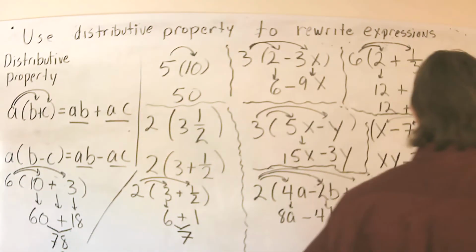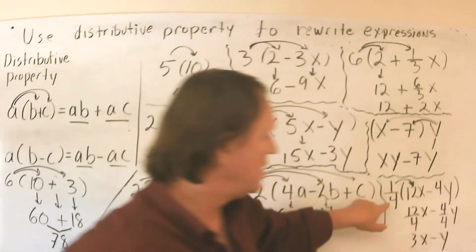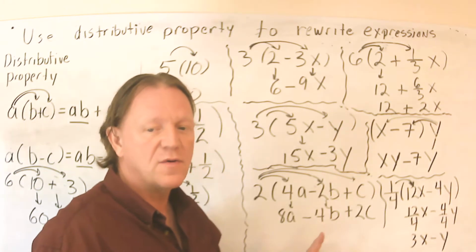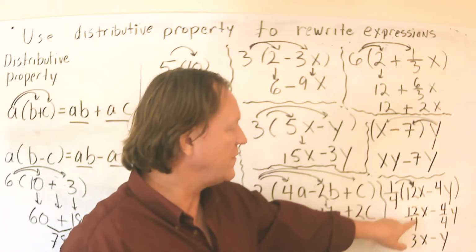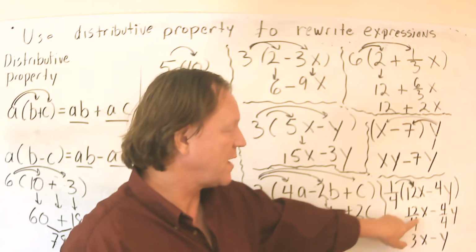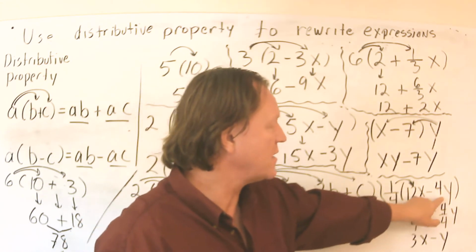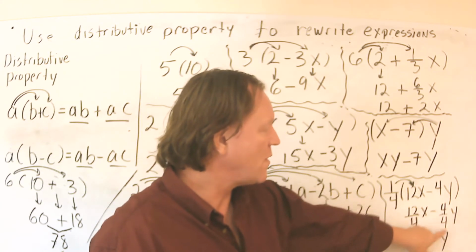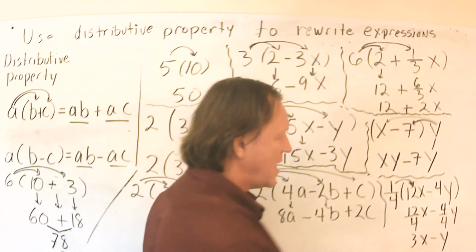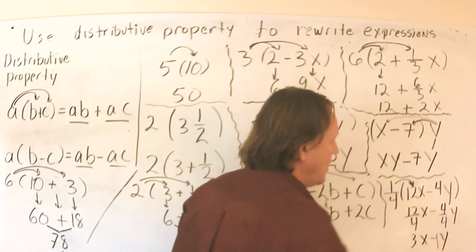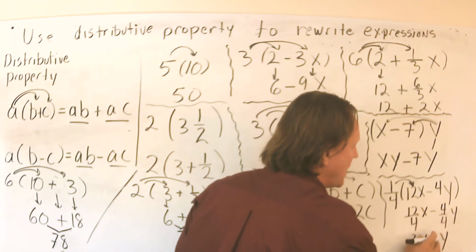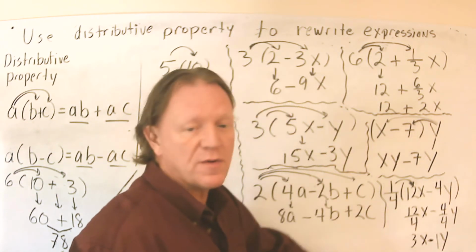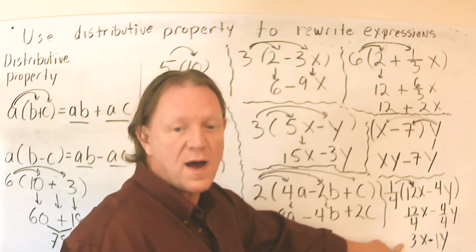We'll look at this last expression right here on the end. We'll distribute 1/4 to the 12x minus 4y. So let's go ahead and do that. 1/4 times 12x will give us 12/4 x, and 1/4 times minus 4y will give us negative 4/4 y. We can simplify 4 over 4 is 1. You can put that 1 in there if we wanted to. And then 12 divided by 4 will give us 3, so we'll end up with 3x minus 1y.